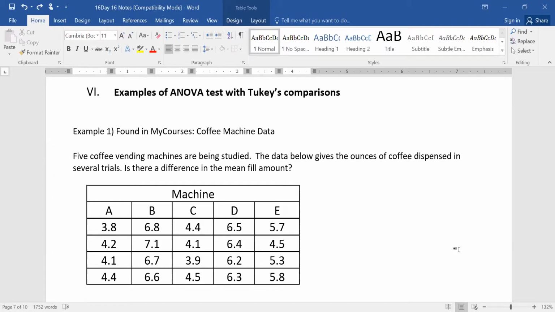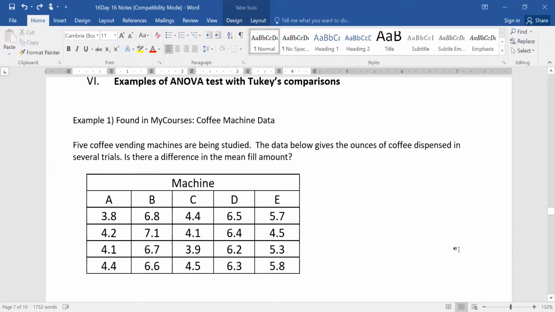So this example is about coffee machines, and we're looking at 5 vending machines, and we're studying the amount of coffee, so the number of ounces that's being dispensed. This is a quality control thing. So we want to know, are all 5 machines dispensing the same amount, and are they consistent, right? If you are the owner of the company of the machine, you want all your machines to be very consistent, and the buyer would like them consistent as well, and consistent across all 5 machines.